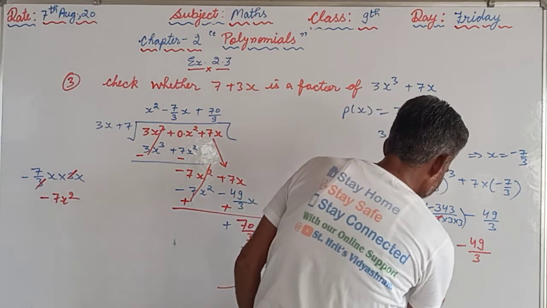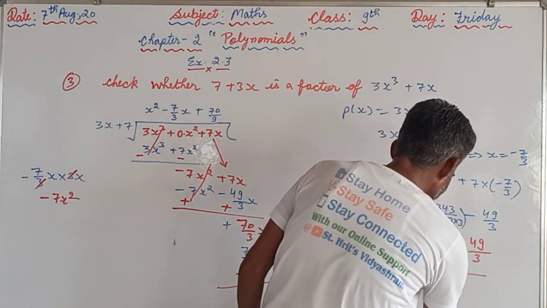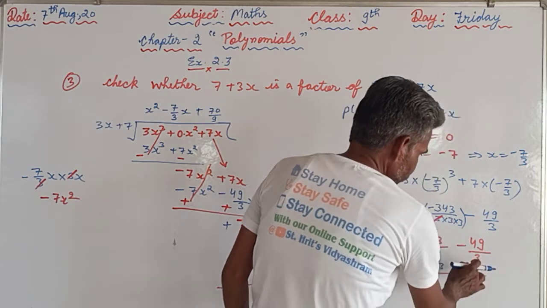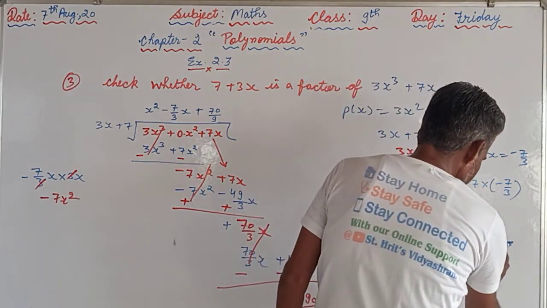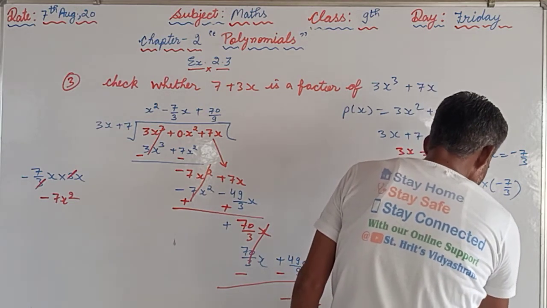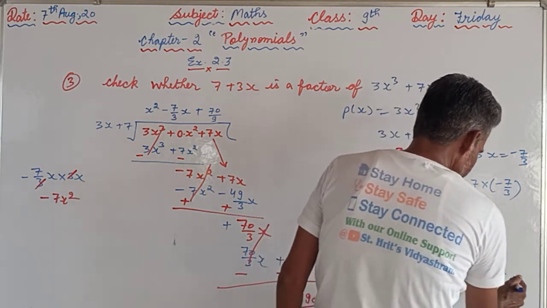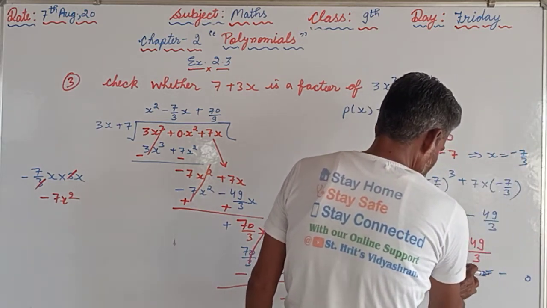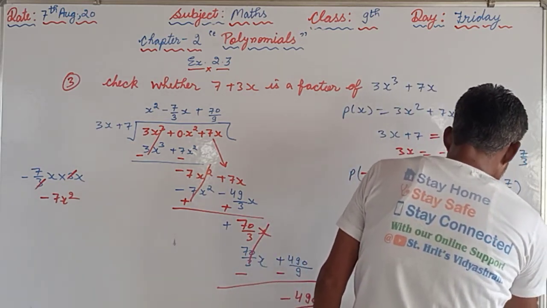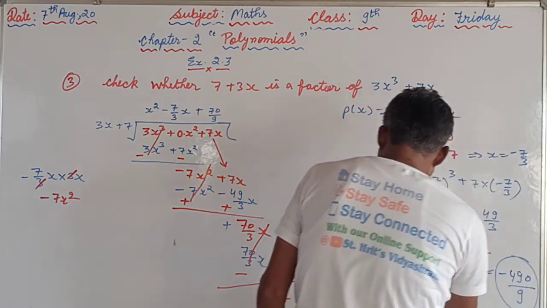So from here we will take the LCM, that is 9. So here we get minus 343, and for 3 and 9 we have to multiply by 3. 3 nines are 27, 7 twos are 14, and 3 fours are 12 plus 2 is 14. If we add, we get 7 plus 3 is 10, 4 plus 4 is 8, and 3 plus 1 is 4 upon 9, and the remainder is again the same.